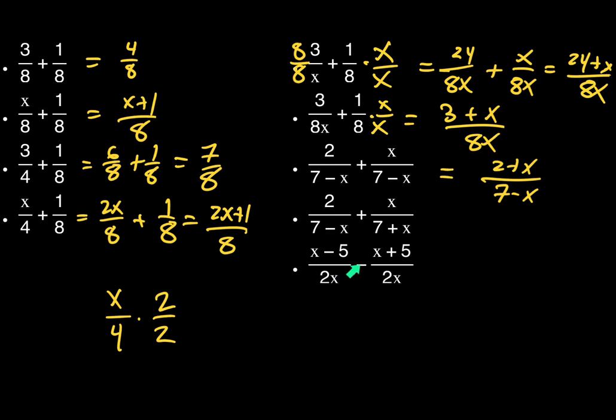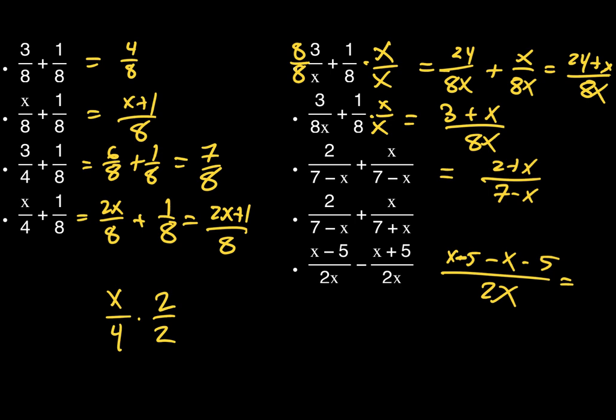So this one, same denominator. So I'll have x minus 5. It's minus, so it's minus x. It's minus the 5 as well. That's over 2x. That's what I mean. Pay attention to those negative signs.